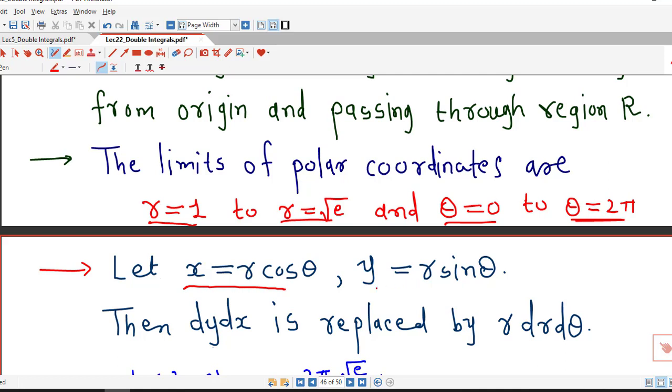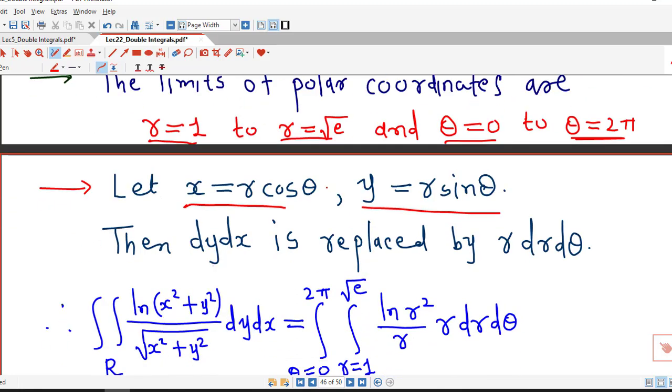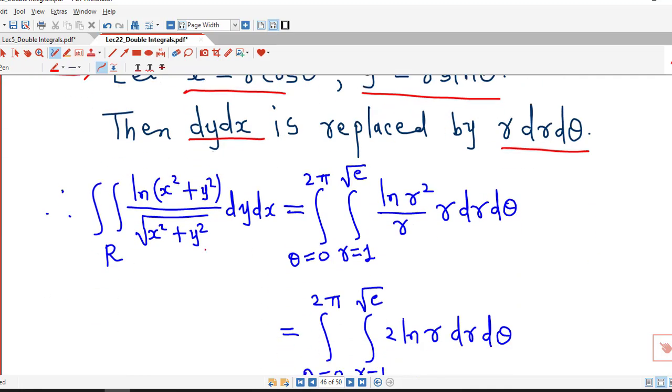This is the substitution which we will use to convert the Cartesian integral into a polar integral. If x is r cos theta, y is r sin theta, we replace dy dx by r dr d theta. So now we are able to convert this Cartesian integral into a polar integral. f(x,y) is log of (x square plus y square) over square root of (x square plus y square) dy dx.